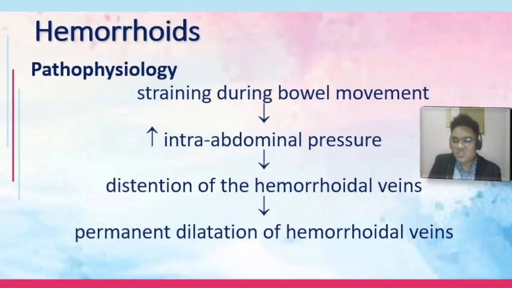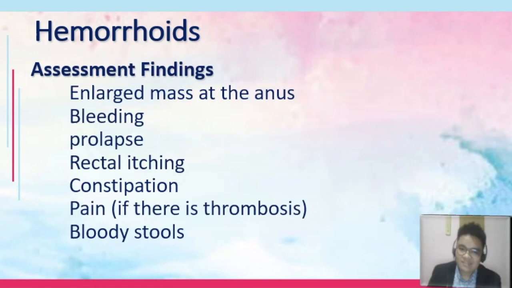So, pathophysiology. Because of the straining during bowel movement, maybe obesity and also pregnancy, there is an increase in intra-abdominal pressure. This increase in intra-abdominal pressure would impinge your veins, leading to the distension of your hemorrhoidal veins. And later on in the long run, if that continuously happens for a prolonged period of time, there will be permanent dilatation of your hemorrhoidal veins.